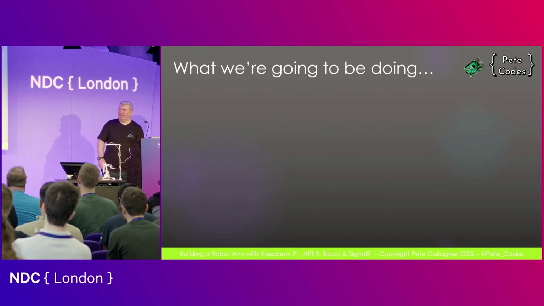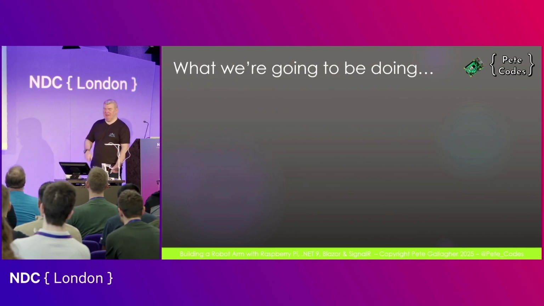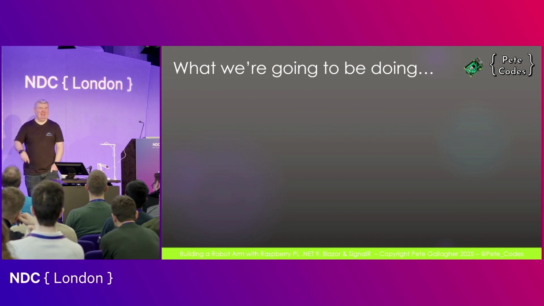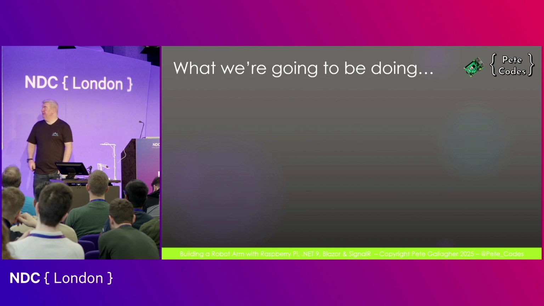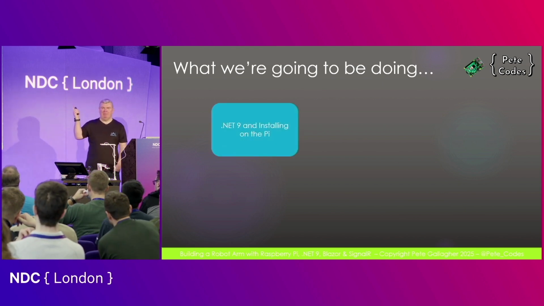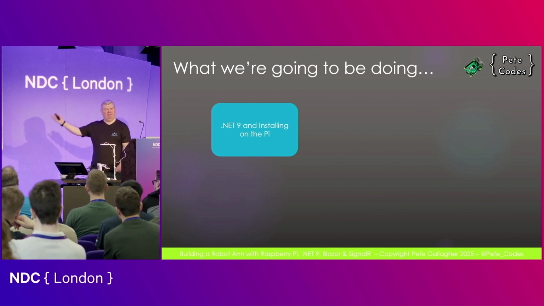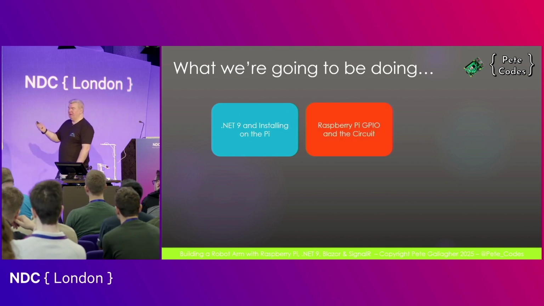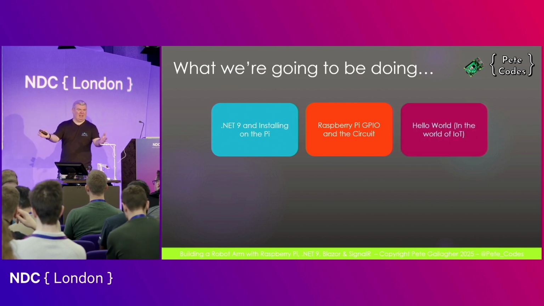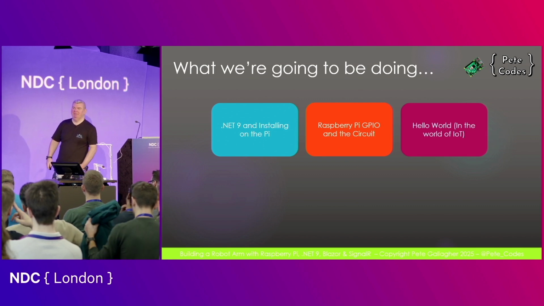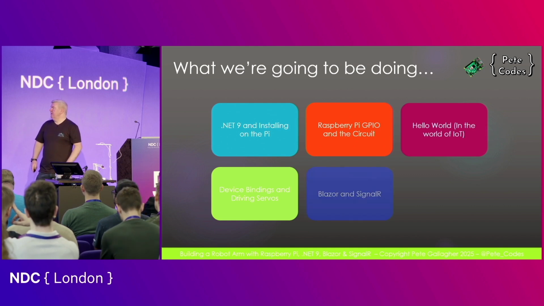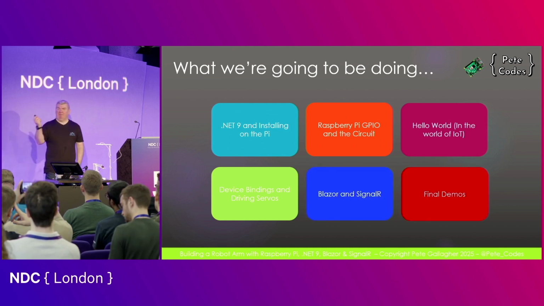Now, this is actually the last time I'm going to give this talk at an NDC, because I've given it at all the NDCs now, so this will be the last one. We're going to be doing bits like how we get it installed on a Pi, because it's not as simple as you'd hope, but I've solved that. Then we'll be talking a bit about GPIO, and then we'll talk about how we can start flashing LEDs and reading buttons, which is hello world in IoT land. Then we'll talk about device bindings and driving servos, Blazor and SignalR, and final demos.